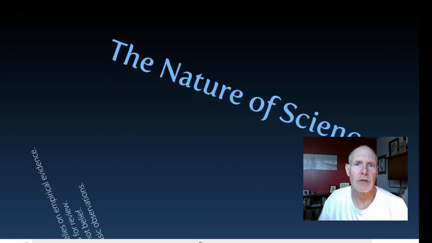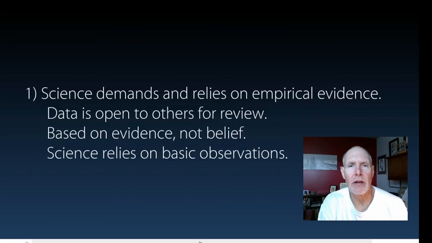So the first point of the nature of science is this. It says that science demands and relies on empirical evidence. And that means it's real evidence, and that the data is open to others for review. It's based on evidence and not belief. And finally, science relies on basic observations. You'll notice as you've been with me and we've done science together, I've talked a lot about making observations.